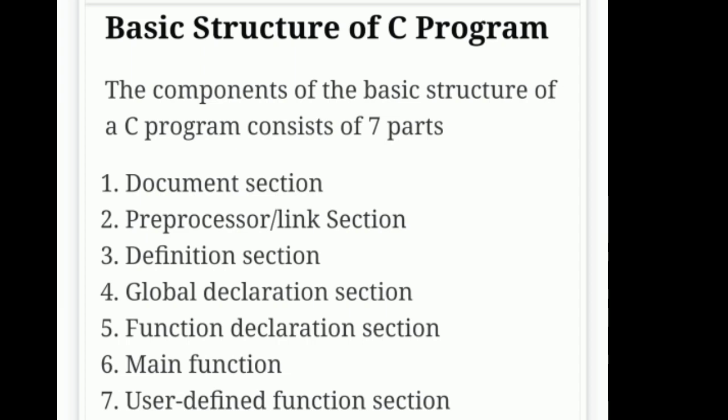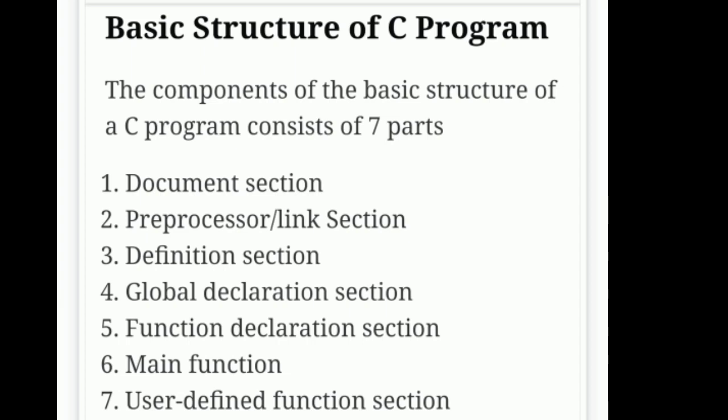Okay, basic structure of a C program. The basic structure of a C program consists of seven sections. What are they? The first one is the documentation section.